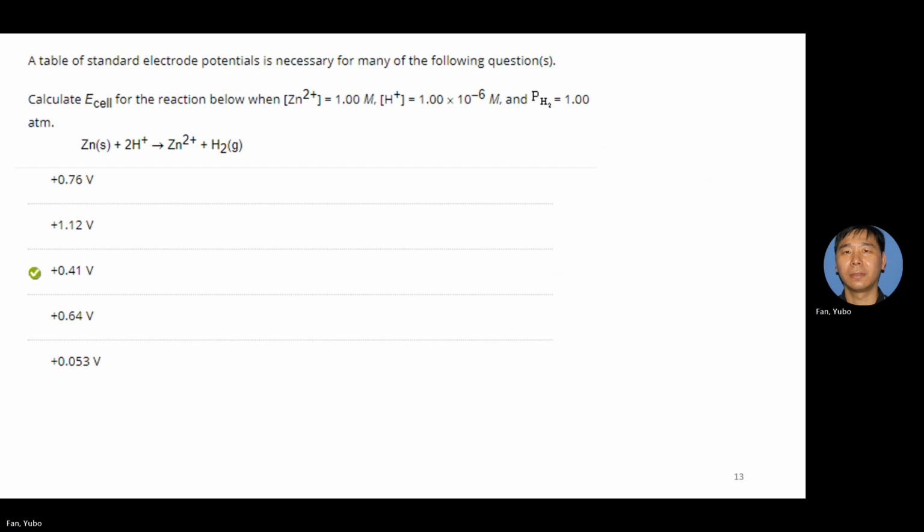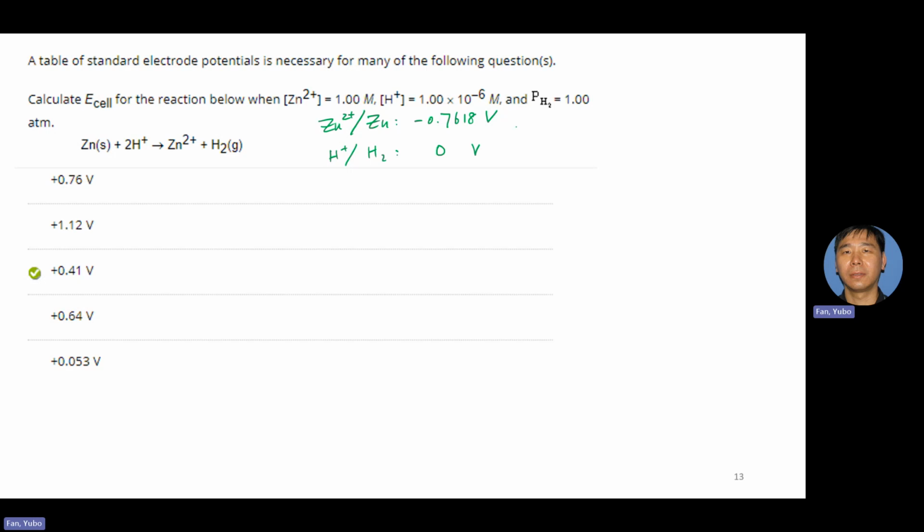Next question. Calculate the cell potential for the reaction below. Okay, we see this reaction, and the concentration shown here, and the pressure for hydrogen also shown here. So this is also where we need to use the Nernst equation. So it's not really difficult. For zinc, we find the zinc's potential. Its potential is minus 0.7618 volts, and for hydrogen it's 0, right? For hydrogen, it's standard, so it's 0 volts.